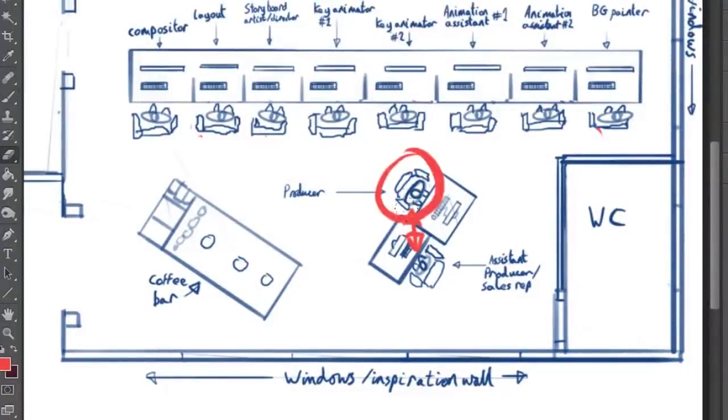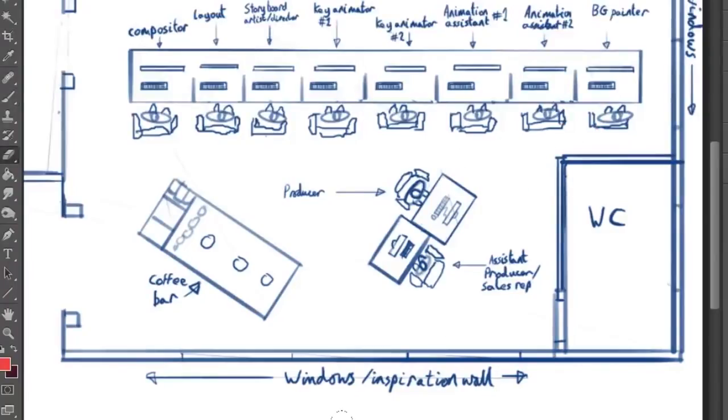So the producer sits here separated from the production team, but with a vantage point that can see what everyone is working on. It's a great position to keep track of progress. During production, the producer's main work will be filling in tiles mostly. But this is a really important job. Basically, by doing this, you can forecast the work progress and make sure that everyone is on schedule.